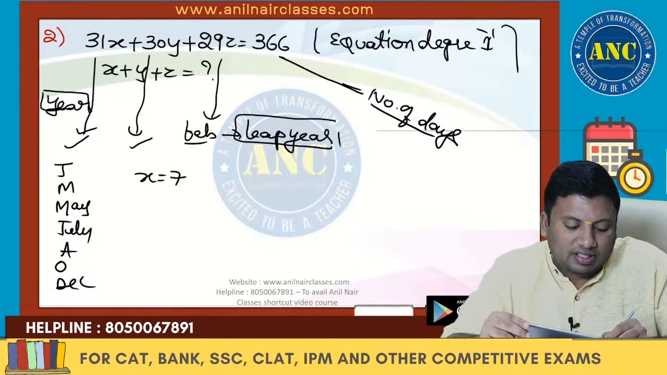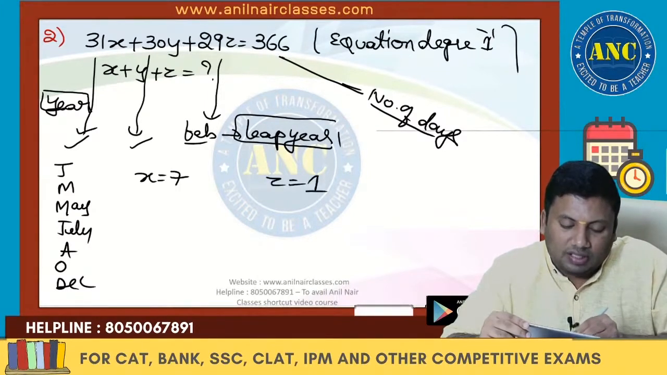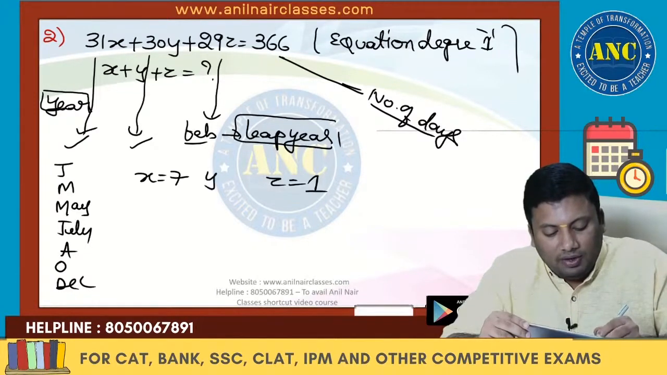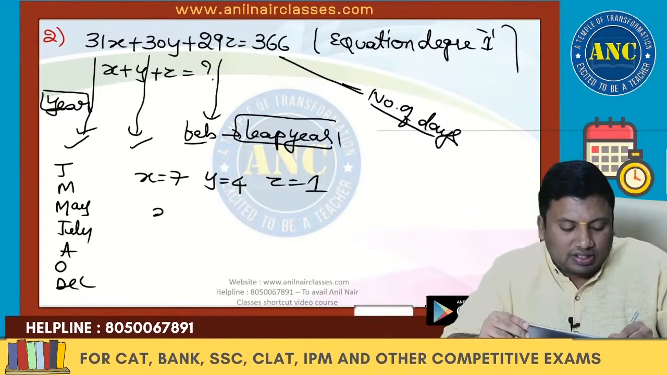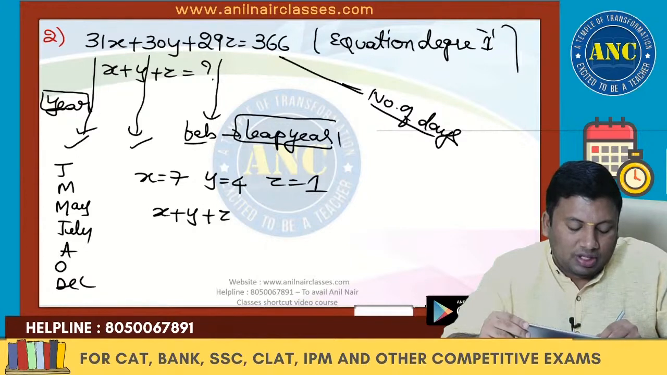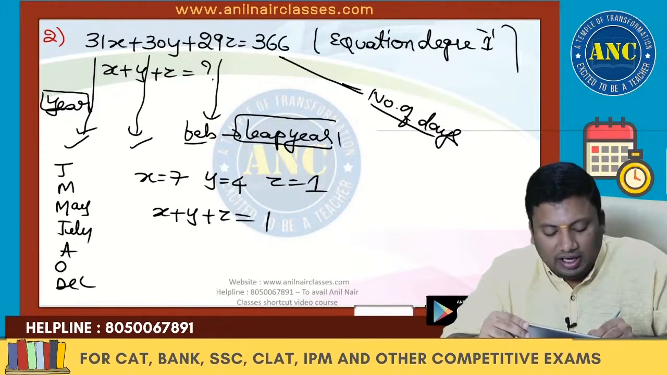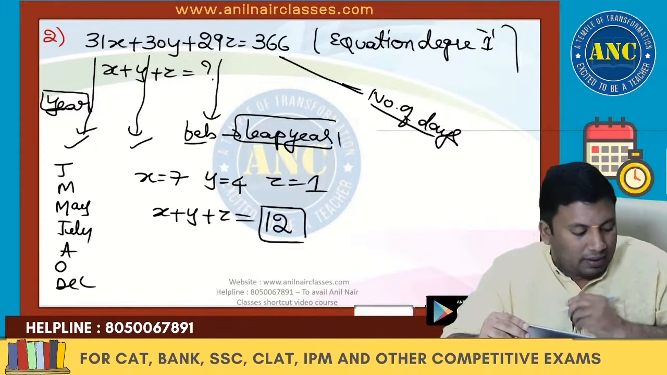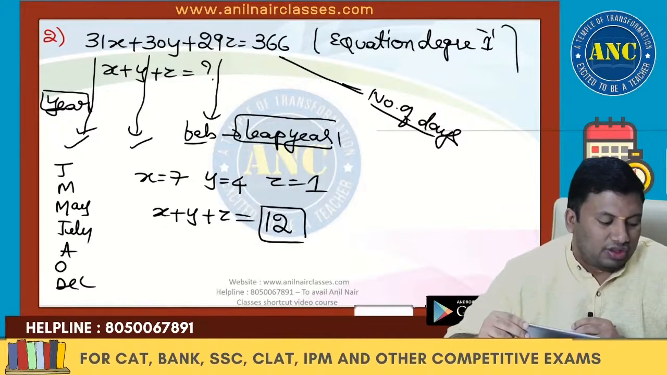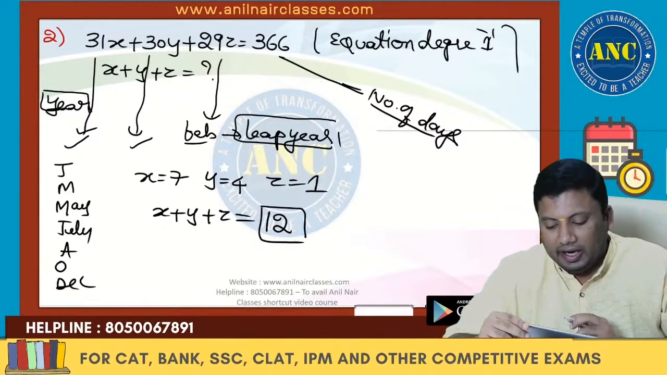X value is 7. Z value: how many months have 29 days? 1. Y value is nothing but 4. So X plus Y plus Z is nothing but, totally how many months are there in a year? Answer is nothing but 12. I hope the idea is clear.